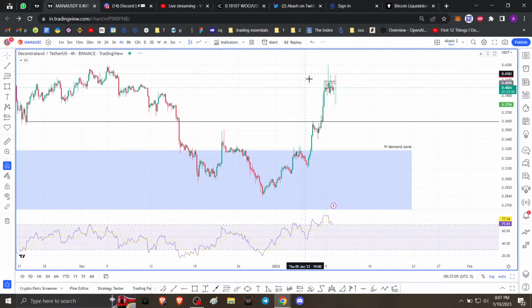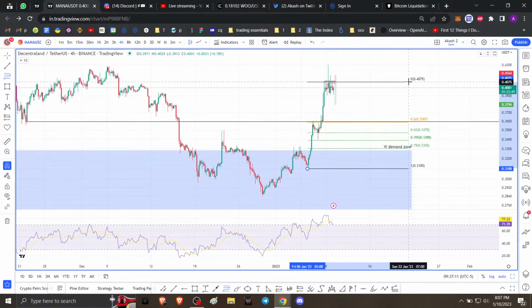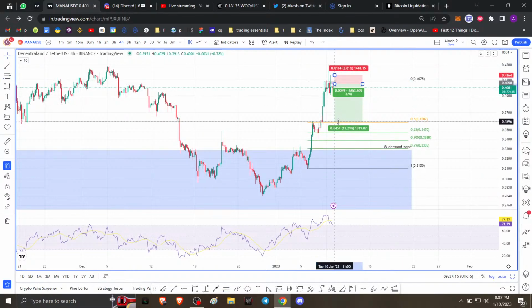From a high time frame perspective, we haven't really had any steep corrections up to this point. But I think this can be extended down to this point here, making it a nice 11% trade, although I would be a little cautious with the stop loss. Apart from that, I think Mana also looks pretty good.